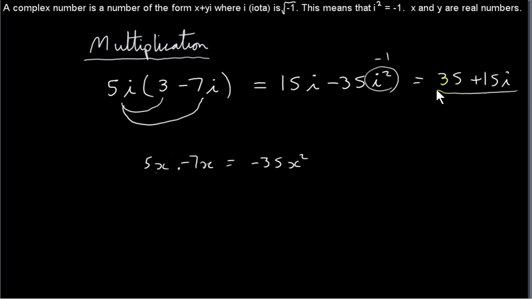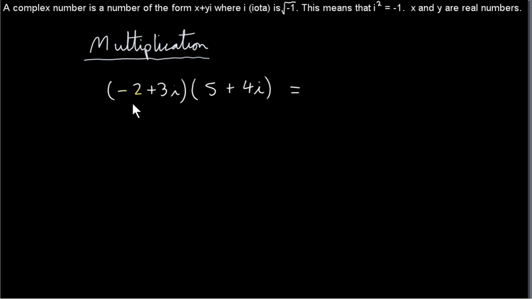So this is just all one complex number. The real part is written first. That comes from multiplying minus 35 by minus 1. And the imaginary part is written second. The imaginary part is actually the coefficient of i, which is 15.